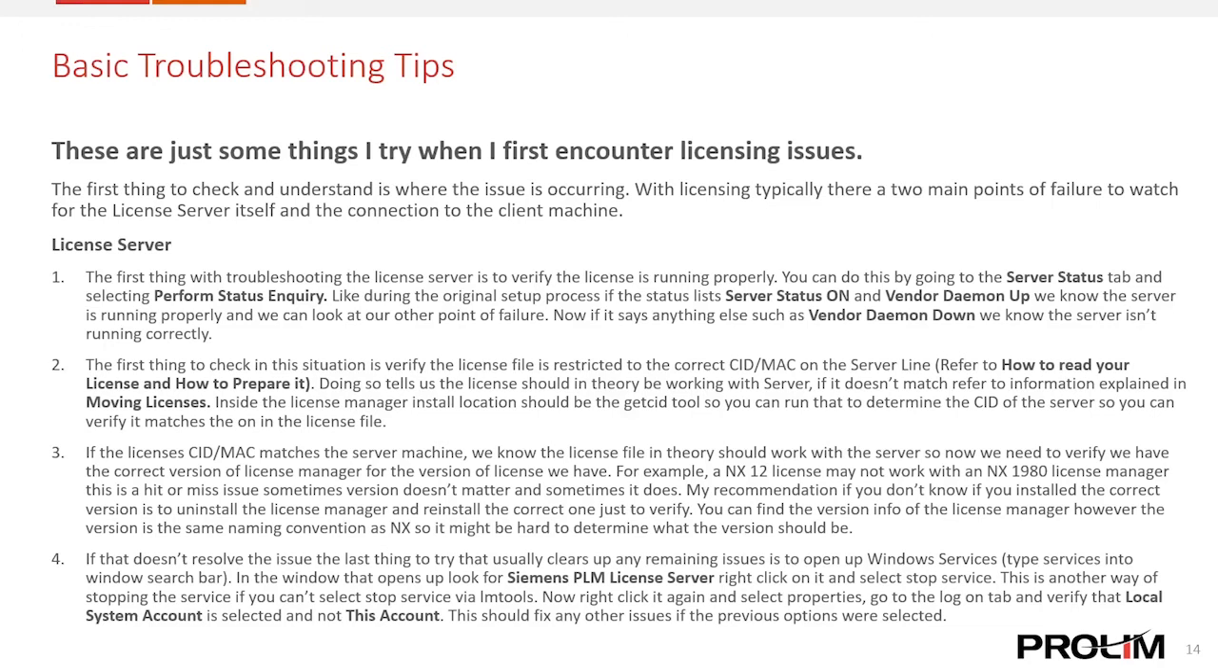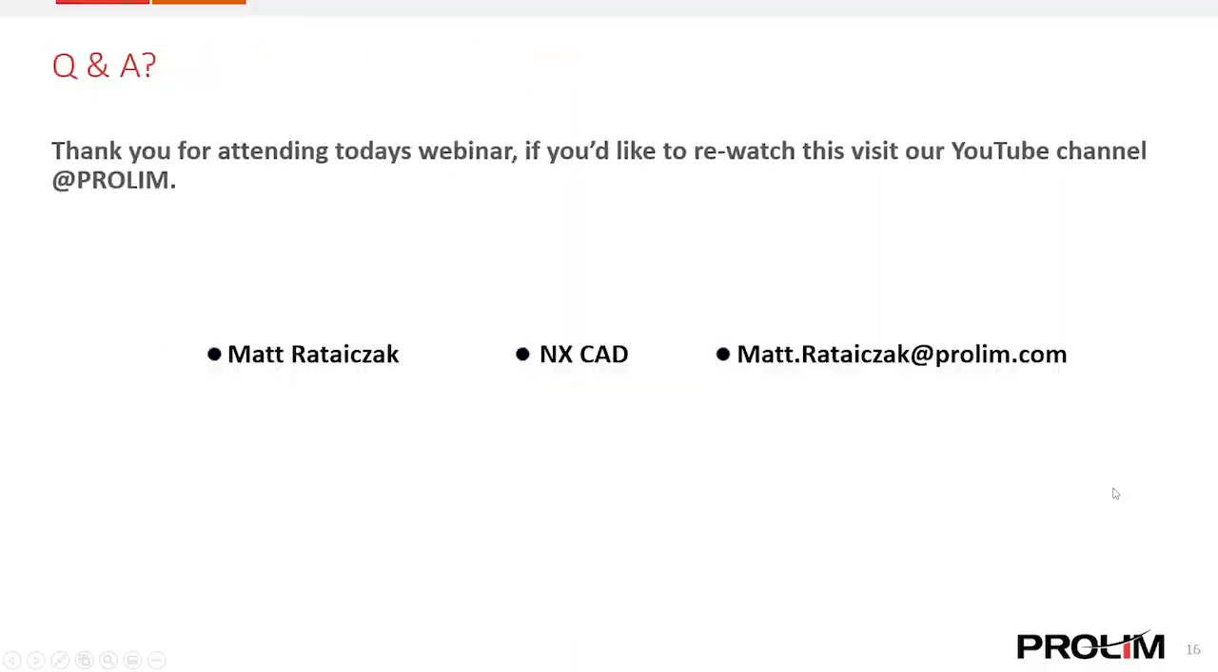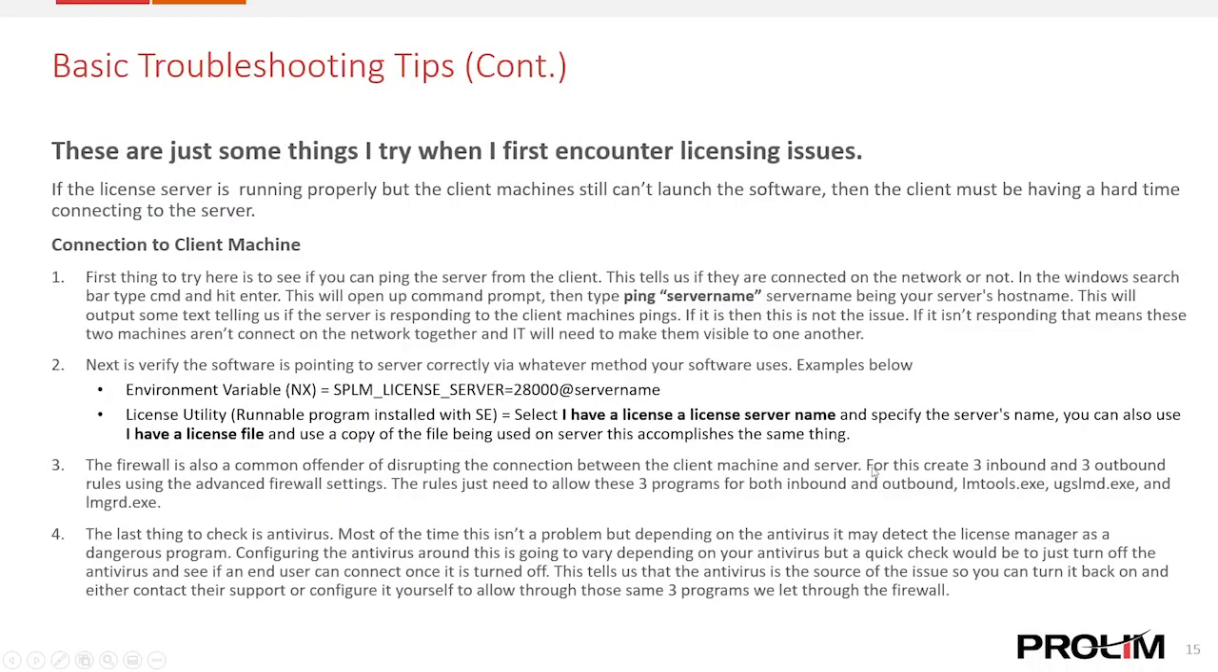Now, my first thing with connection issues is I usually go to the firewall. With the firewall, I will make exceptions or rules, inbound and outbound rules, for 3 different applications. Those 3 different applications are going to be listed on the next slide here. Now I've given enough time to people to pause this or screenshot it. That list the 3 different applications that you can let through the firewall. And these 3 applications are listed here as Elm Tools, UGS, Elm Tools, UGS-LMD, and LMGRD.exe.